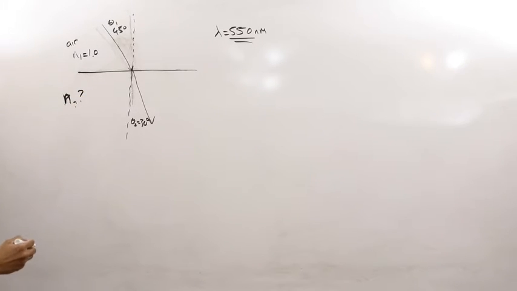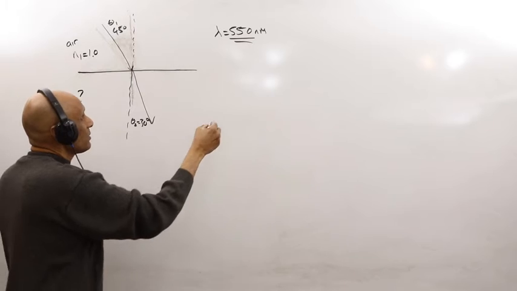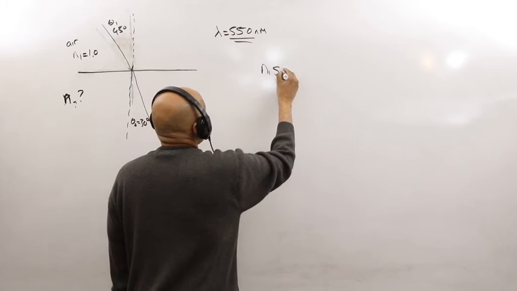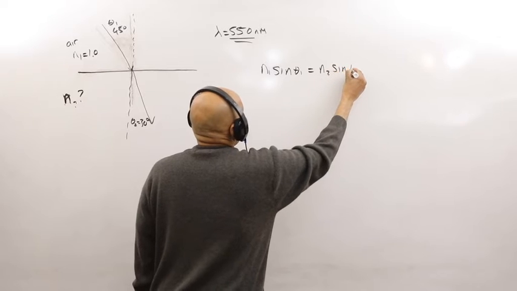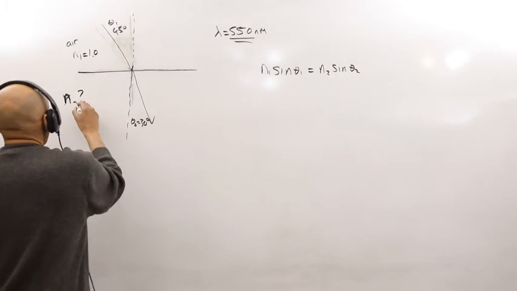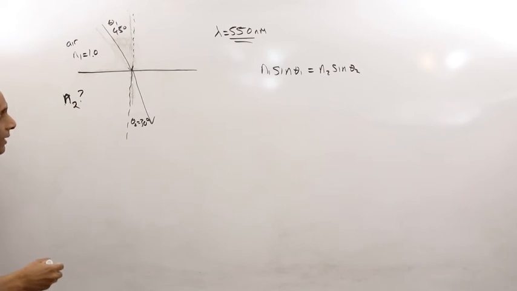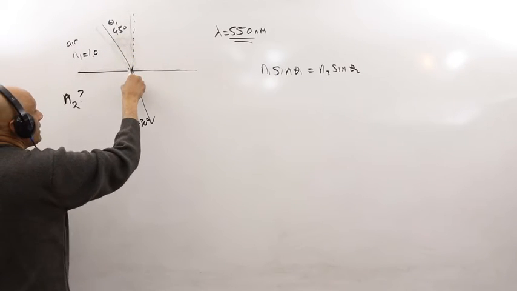Now, before you solve this problem, you should ask yourself, what's the light doing? I can apply Snell's law, which is N1 sine theta 1 is equal to N2 sine of theta 2, and we can solve for N2. But before you do it, you should take a look and ask yourself, what's the light ray doing? It's coming in and it's bending into the material.